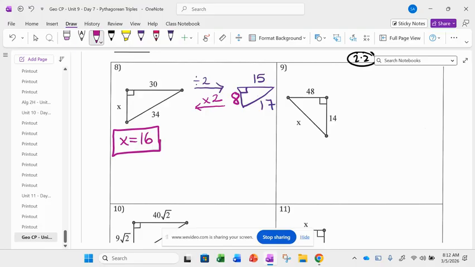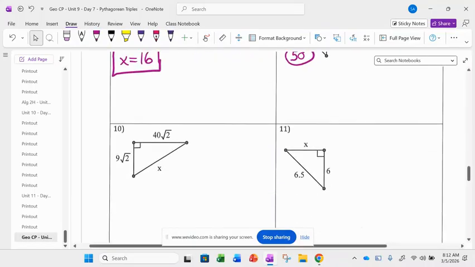All right, guys. I walked around, everybody got it. We got x is equal to 50. It ended up being, when you divided by 2, a 7, 24, 25. We went back, multiplied by 2, got us 50. Okay, so now number 10.